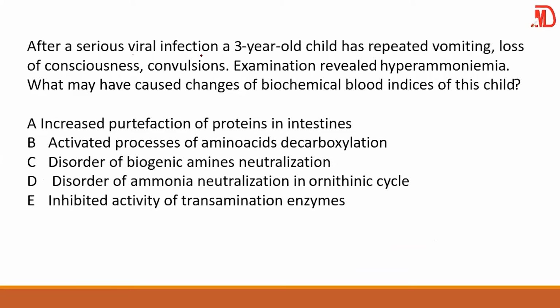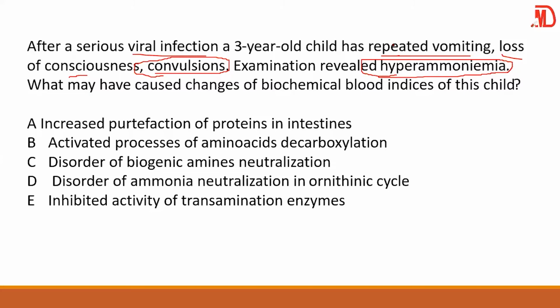After a serious viral infection, a 3-year-old child has repeated vomiting, loss of consciousness, and convulsion. Examination revealed hyperammonemia, that means there is a lot of ammonia in the blood. And what do we say about ammonia? We said ammonia is either detoxified by glutamic acid, or it is excreted through the urea cycle. And I said another name for the urea cycle is the ornithine cycle.